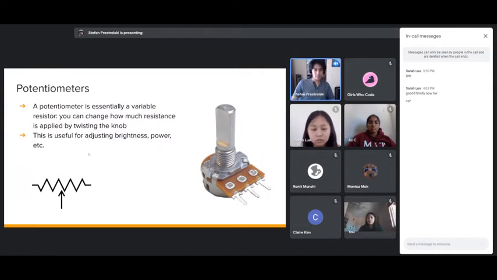A potentiometer is just a variable resistor. You can change how much resistance is applied by twisting the knob. This is useful if you're trying to adjust the brightness of a light, or to adjust the power of, let's say, a motor or what have you. And it's represented by that same jagged line, but with an arrow going into it.